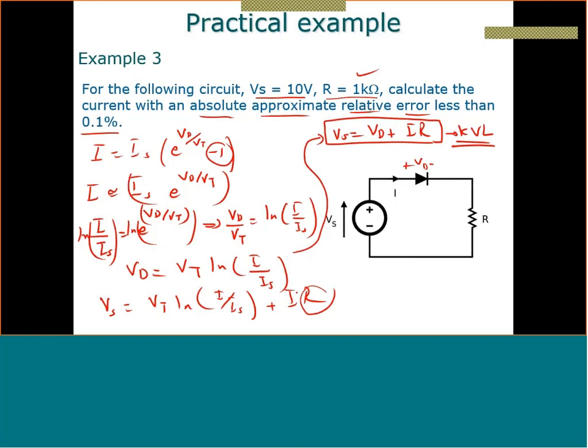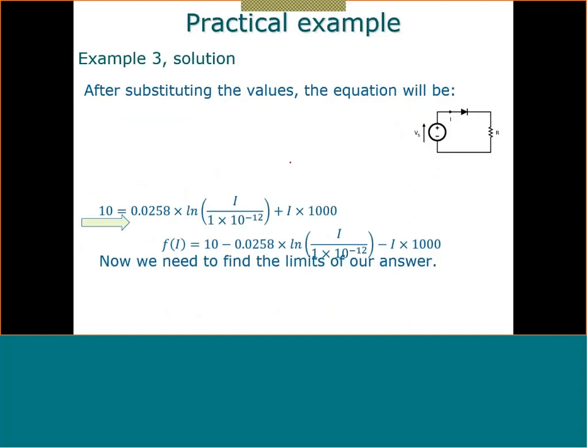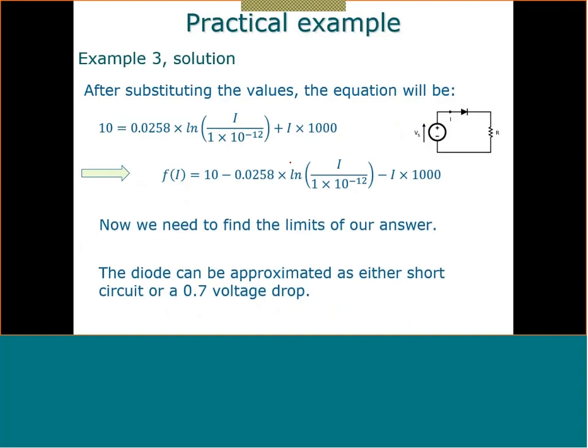So if I substitute the values of I_S, which is 10 to the minus 12 amp, and V_T equal to 0.025 volt, I will have this equation. This is my equation. Now this is the V_S. So I will have this equation. Okay, substitute in the value.